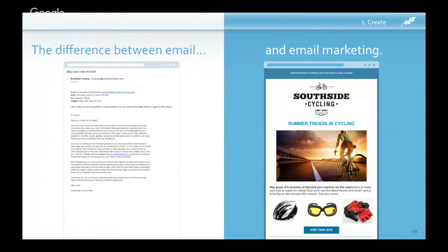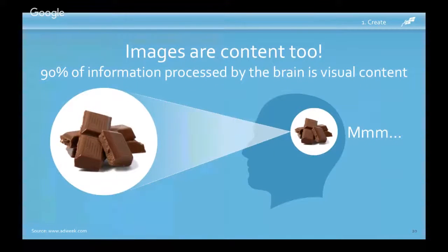The one on the left is a snooze fest. The one on the right is easy, it's engaging, and it doesn't overwhelm people with too much information. Remember that email images are content too. 90% of the information processed by your brain is visual content. Visual content like photos, videos, graphics, and word images can all make a huge impact in your emails.